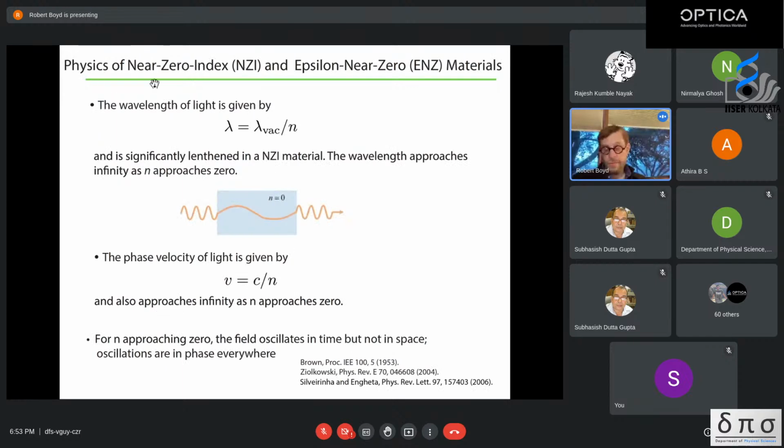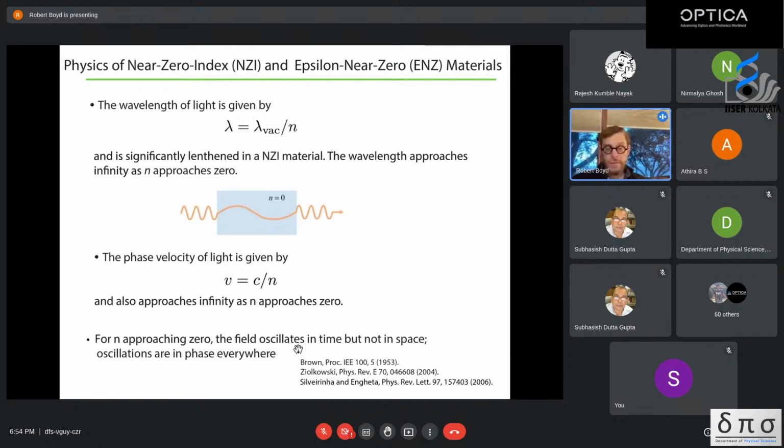So very simply, what is the physics of near zero index materials? Well, we know that the wavelength of light is given by the vacuum wavelength divided by the refractive index. So if the refractive index is very, very small, the wavelength becomes very large, just symbolically shown here. Also, the phase velocity of light is given by c over n. The oscillations are in phase everywhere, even though the field vector is oscillating at an optical frequency, maybe 10 to the 14th or 10 to the 15th hertz.